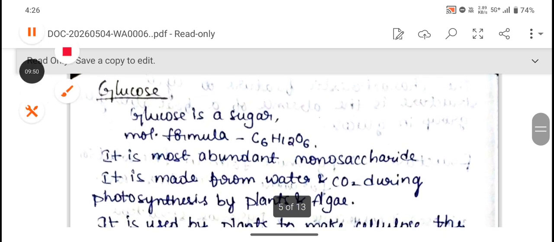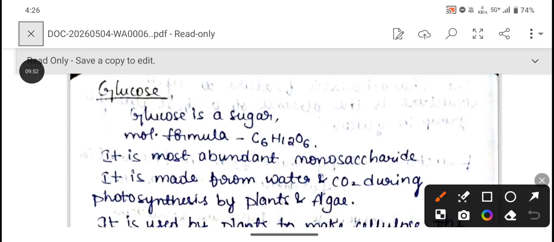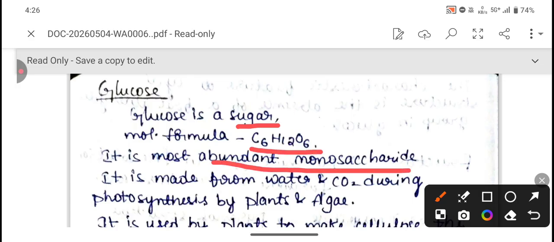So let's discuss some important monosaccharides. First comes glucose. Here glucose is a sugar and the molecular formula is C6H12O6. That is the most abundant monosaccharide and it is made from water and CO2 during photosynthesis by plants and algae. So glucose is one kind of monosaccharide, right?